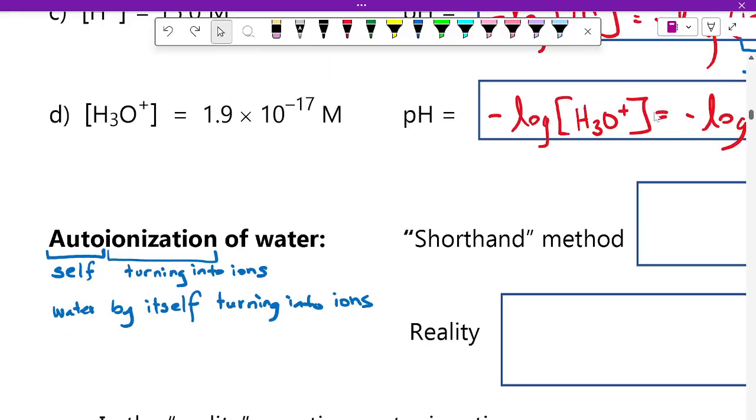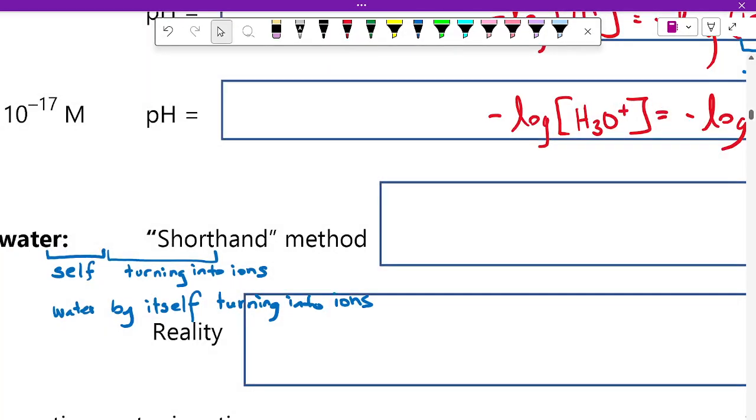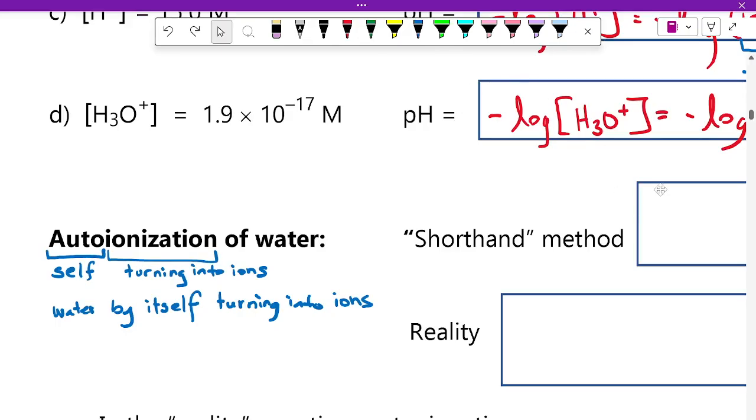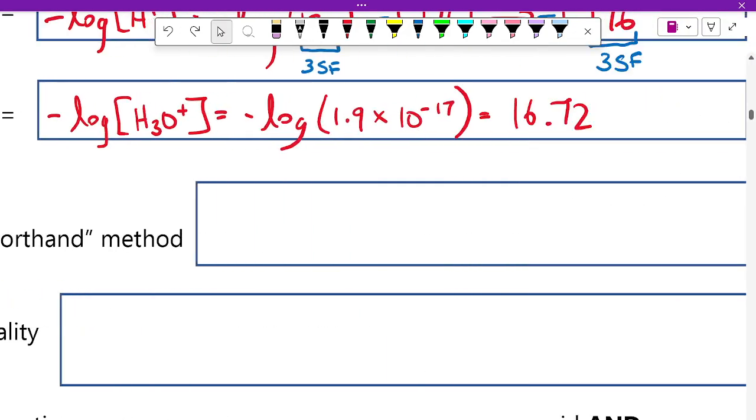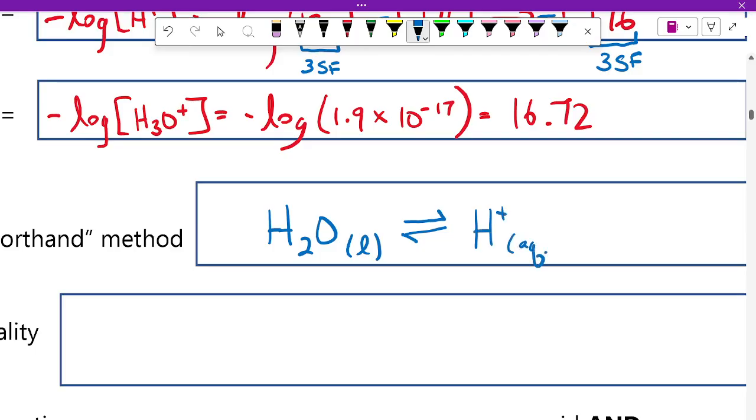You can call it a shortcut method. That might make more sense. And basically all it is, you take water, H2O, which is of course what state? Liquid. And it dissociates into H+, which is aqueous, and OH-, which is aqueous.